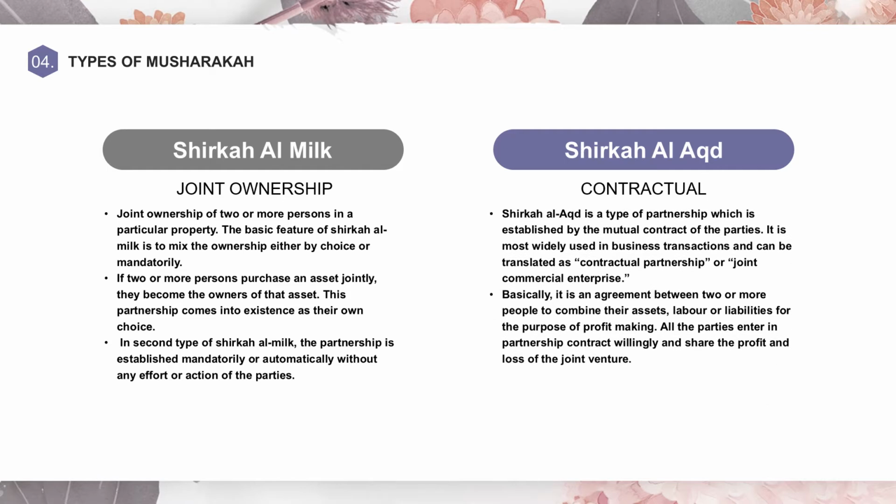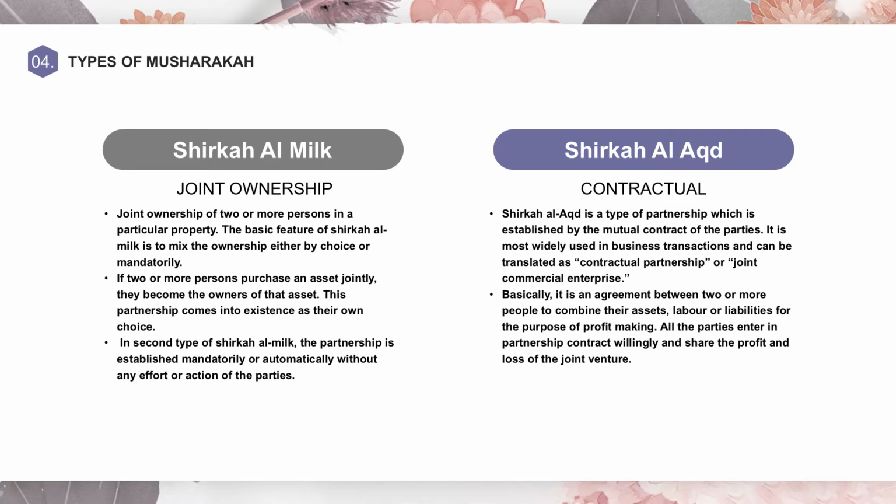Next, we will discuss the types of Musharakah. In general, Musharakah is divided into 2 types. First is partnership in joint ownership, in Arabic Shirkah al-Milk, and second is contractual partnership, in Arabic Shirkah al-Akad.